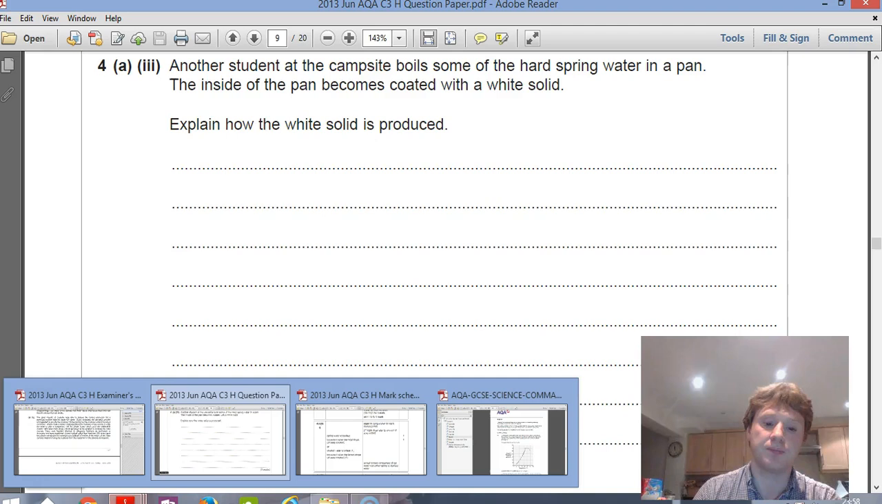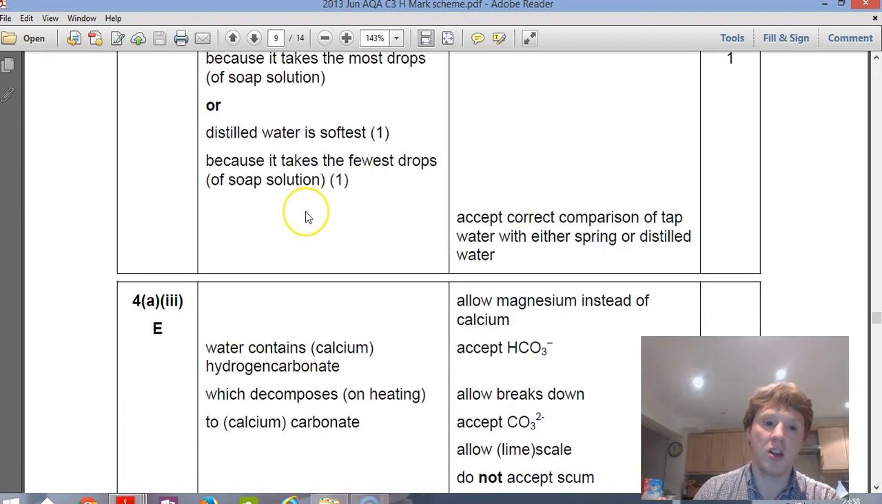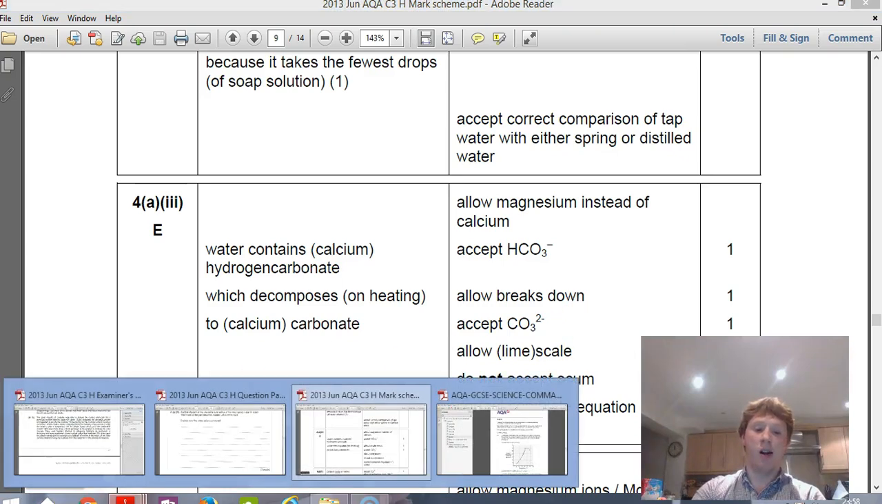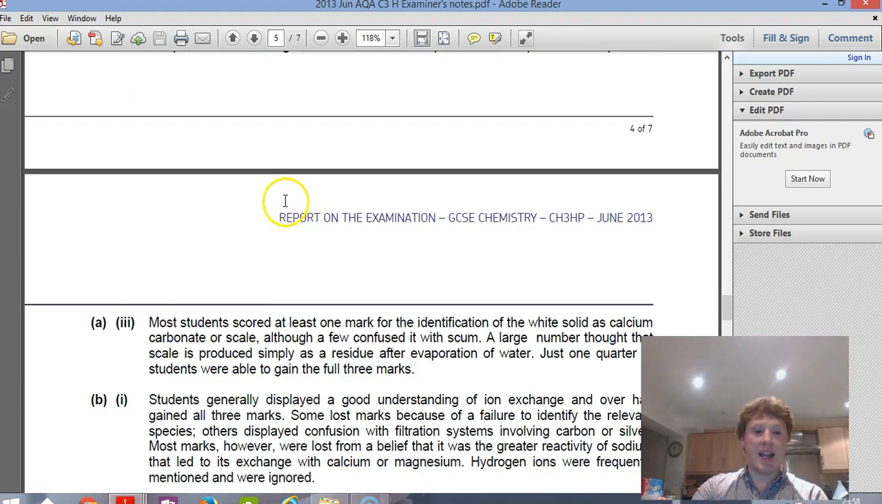Off you go. Right, so the white solid contains calcium hydrogen carbonate. It decomposes on heating to calcium carbonate. That's the white solid. You get 1 mark for the hydrogen carbonate, 1 mark for the decomposition, 1 mark for the carbonate. What did the examiner say?